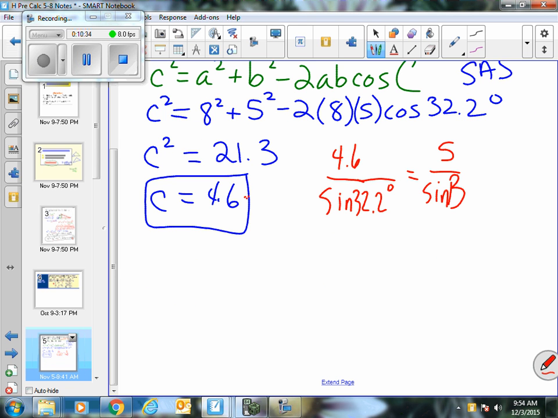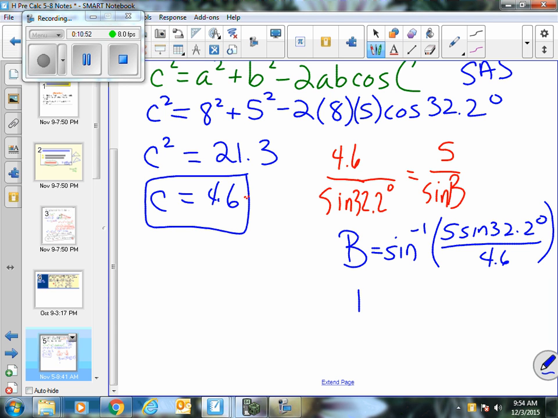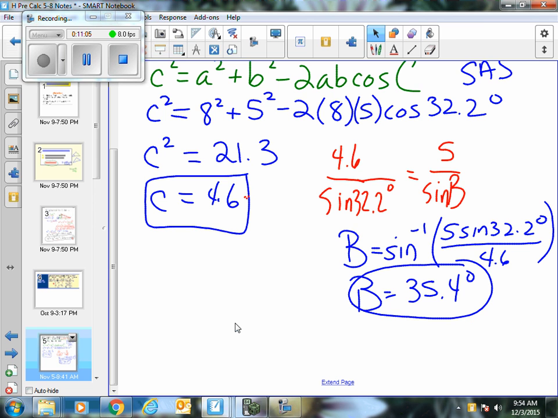That way, when you are comparing your answers, we'll be right on track with those decimals, and you won't have to worry about checking things that are off a little bit. So cross multiply, divide, take the inverse. So it'll be inverse sine of 5 times the sine of 32.2 divided by 4.6. All right, so for our angle B, go ahead, pause the video, do your calculation, and we should get 34.4 or 35.4. Make sure that you don't just assume that it works for you. Try it on your calculator, make sure that you're fine and you're in degree mode.